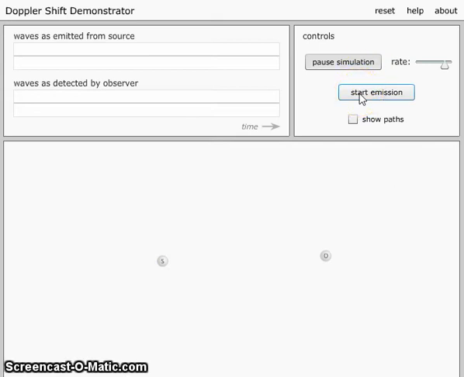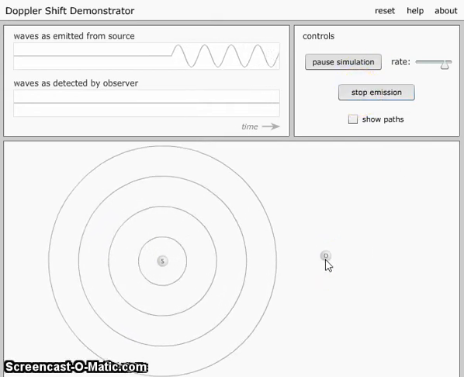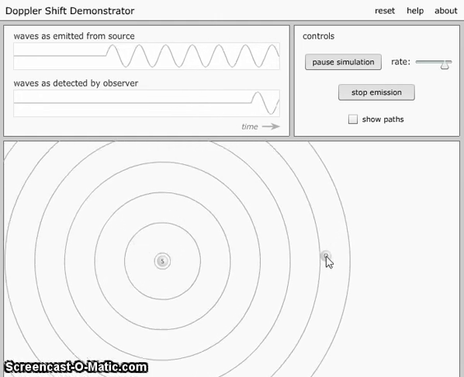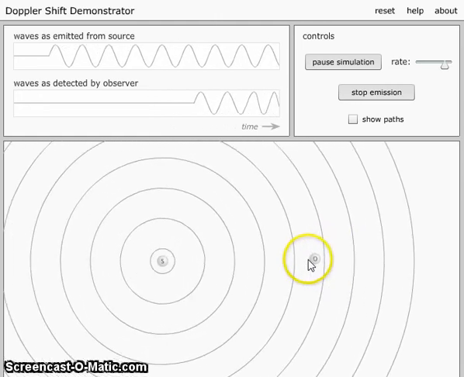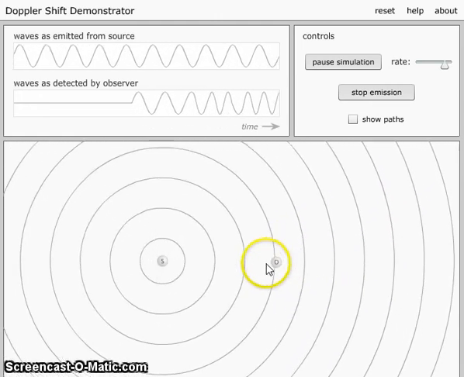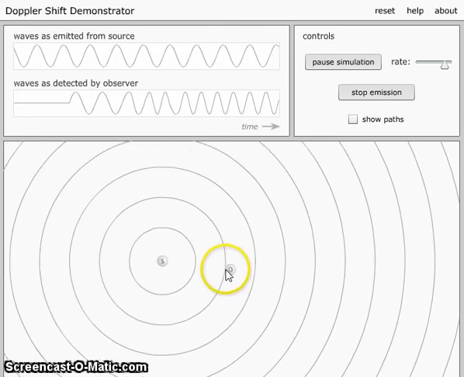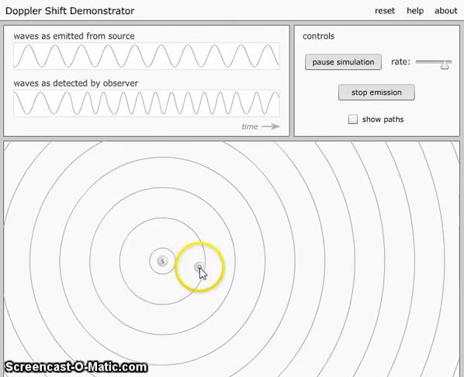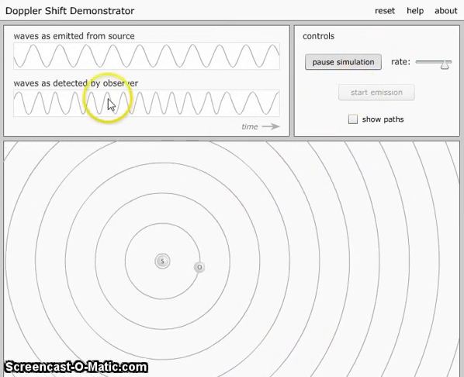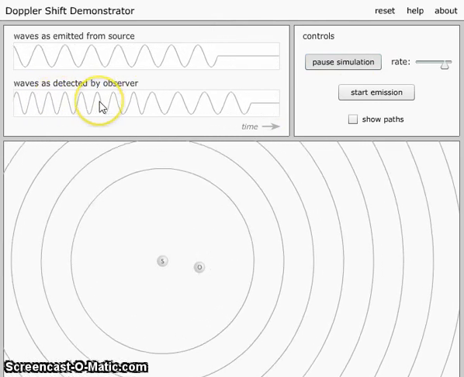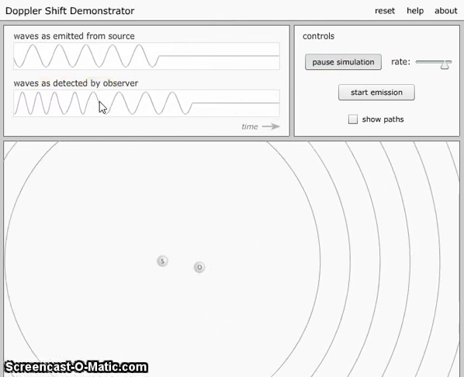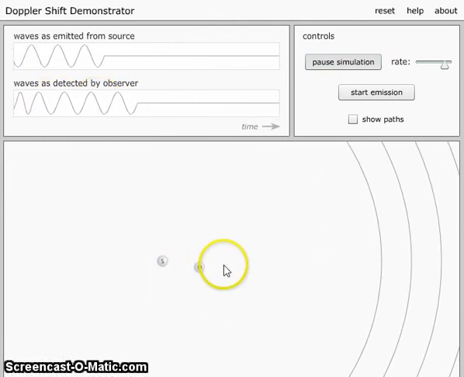All right, so I'm going to start the emission again and let it get to my observer. All right, now this time I'm going to move the observer, but watch the wavelengths up at the top of the simulation. Okay, what is being perceived by the observer are squished together, shorter wavelengths. Okay, that would be a blue shift because the two things are approaching one another.